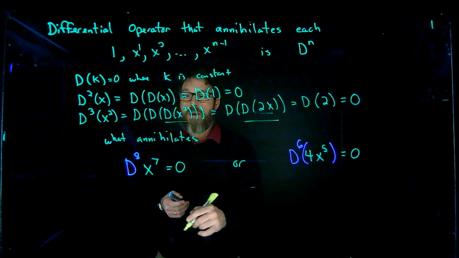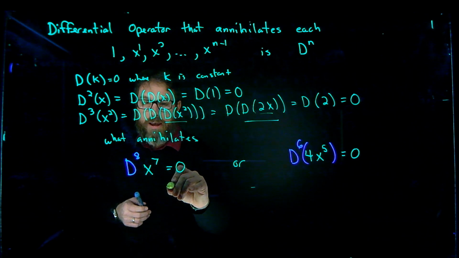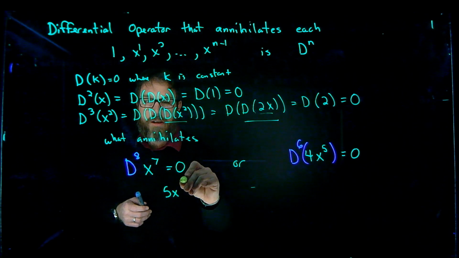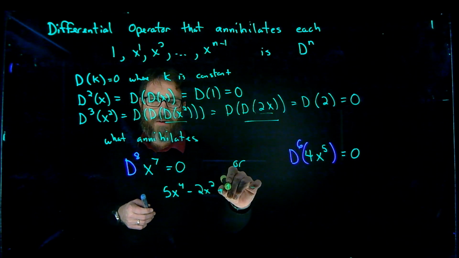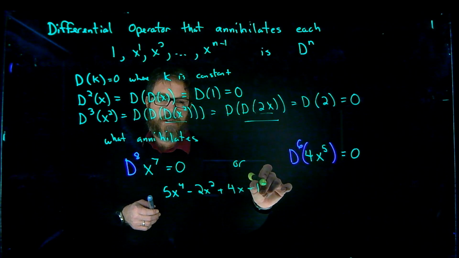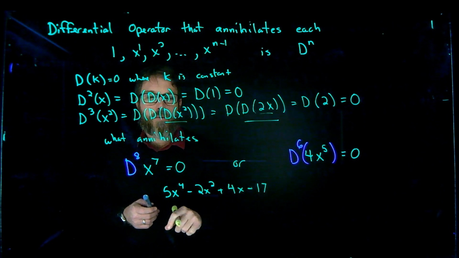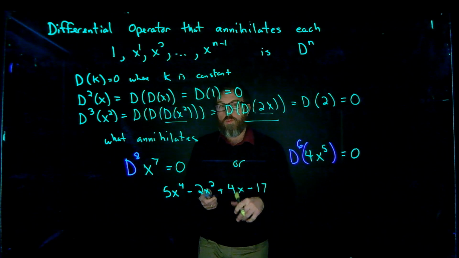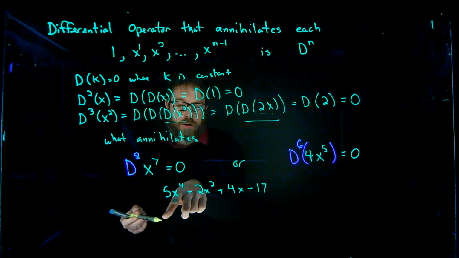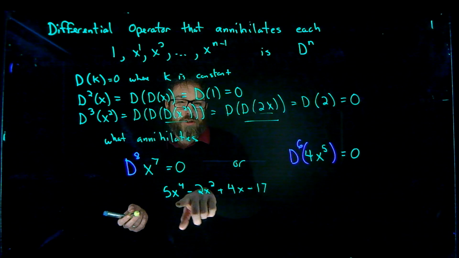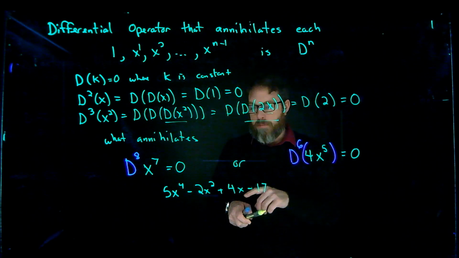And then finally, what if I have 5x to the 4th minus 2x squared plus 4x minus 17? What if I have a polynomial that is degree 4? Well, what we go after is the highest power. I need to annihilate this. So the derivative that's going to annihilate this is certainly going to annihilate all the powers less than this.